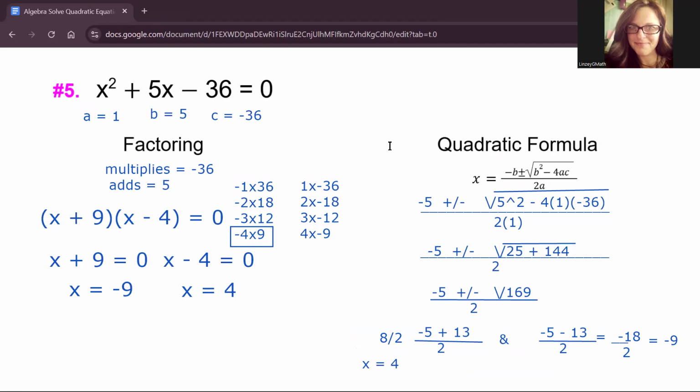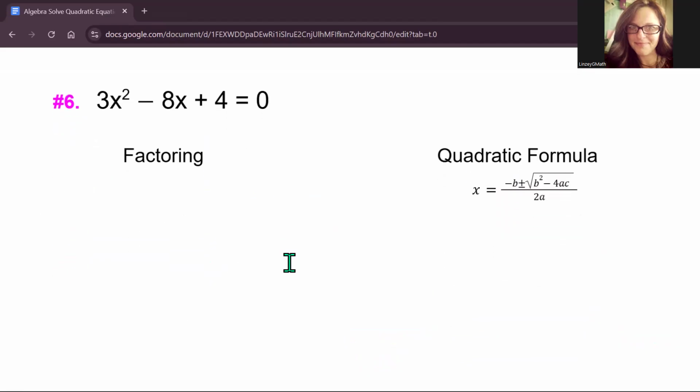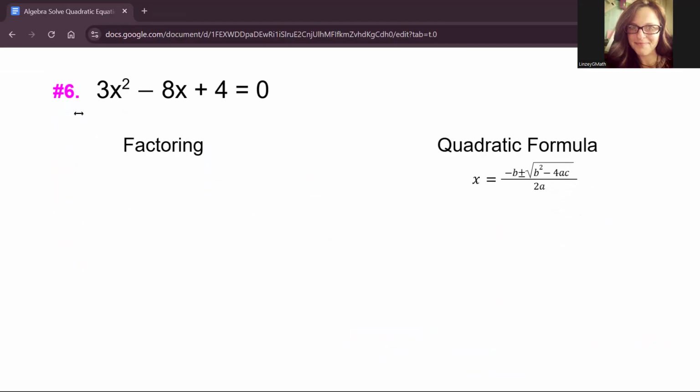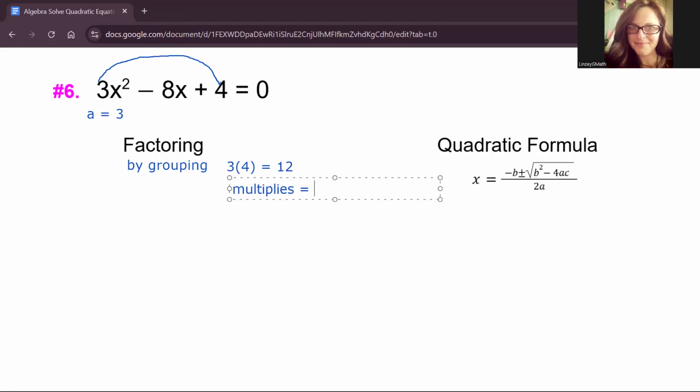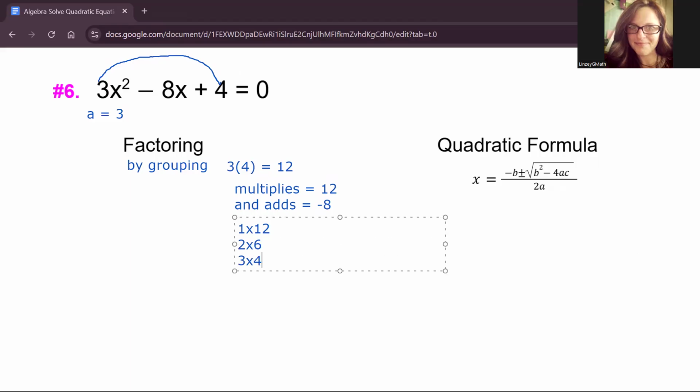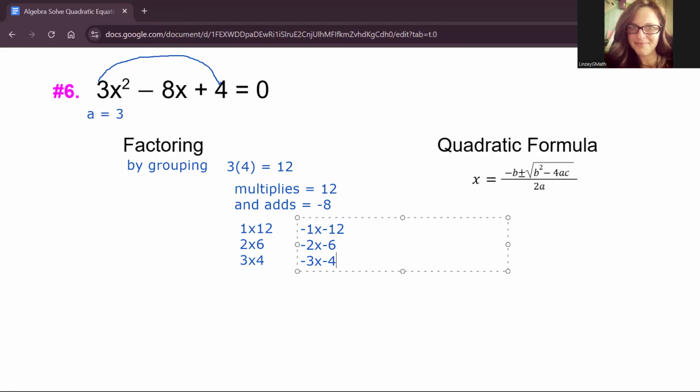And number 6, the last one, we'll take a look at a trinomial where a is not 1. A is 3. So we're going to use factor by grouping. First, we'll multiply 3 times 4. 3 times 4, we get 12. So what multiplies to equal 12 and adds to the middle term, negative 8? Let's see, 1 times 12, 2 times 6, 3 times 4, negative 1 times negative 12, negative 2 times negative 6, or negative 3 times negative 4.